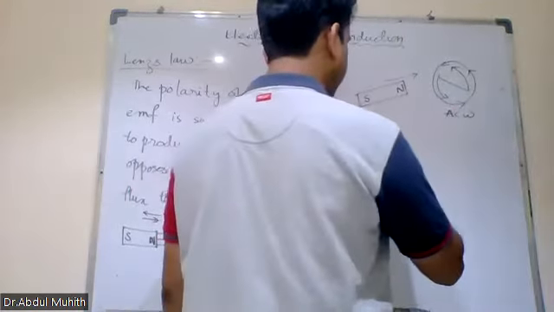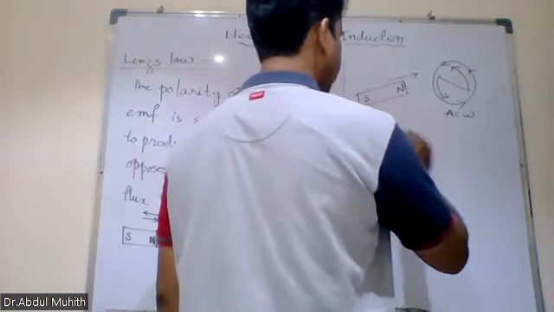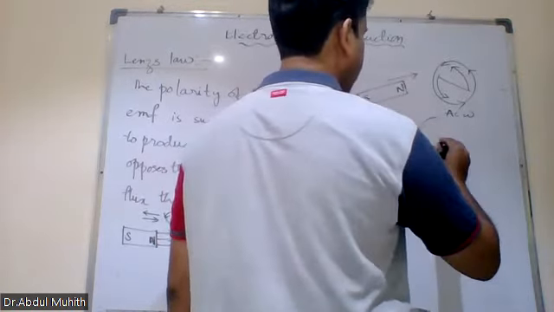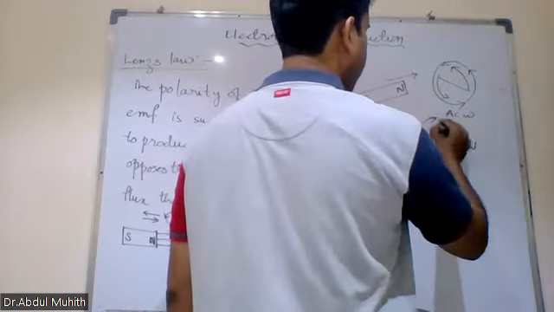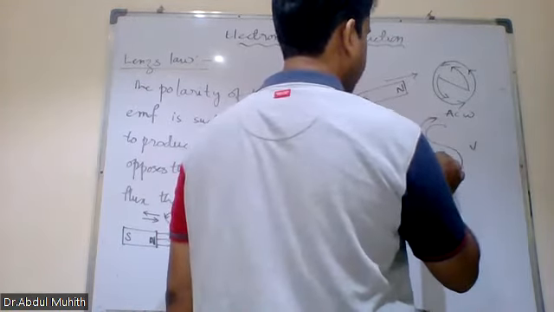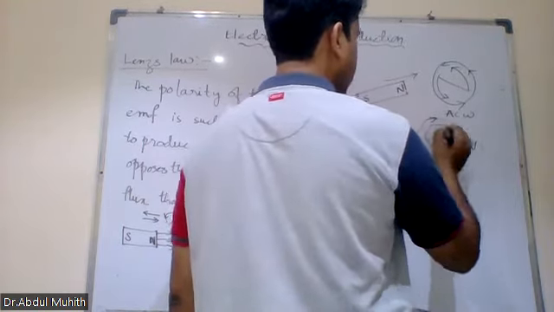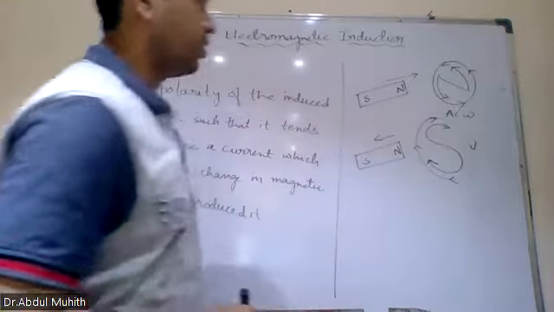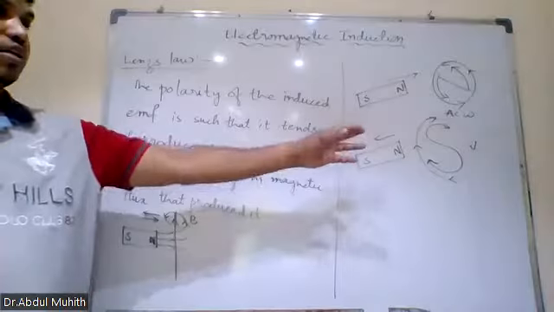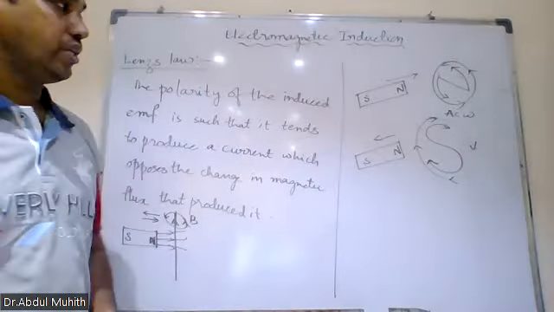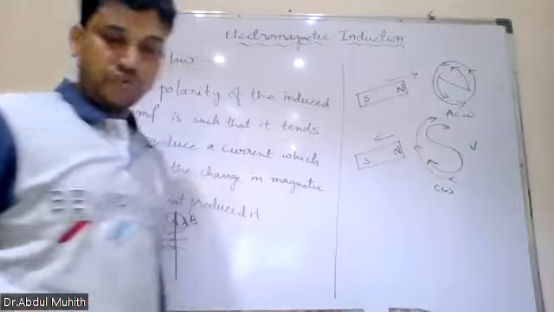Now the second one: this is a North Pole and this is a South Pole, and the magnet is moving away. Now in this loop, the current is flowing in this way. Is that clear? When the magnet is moving away, a South Pole is formed, and the induced current is clockwise.